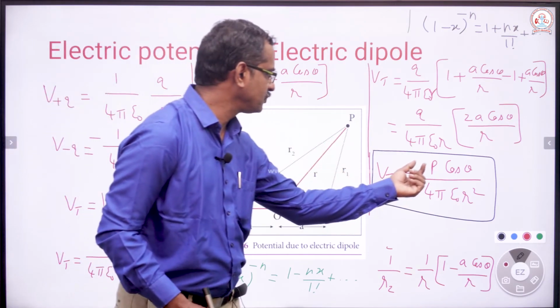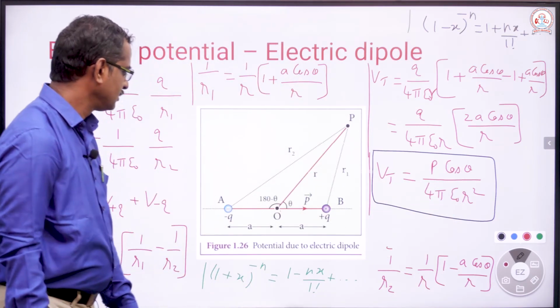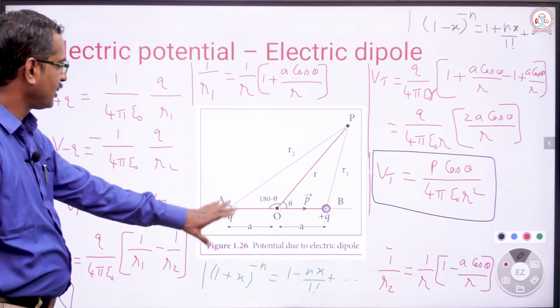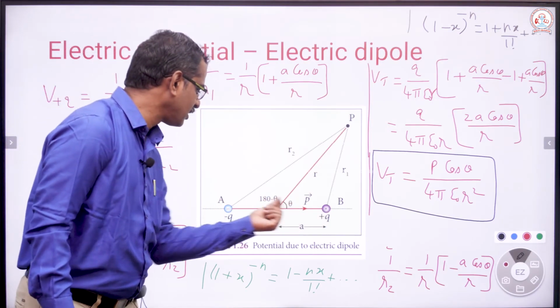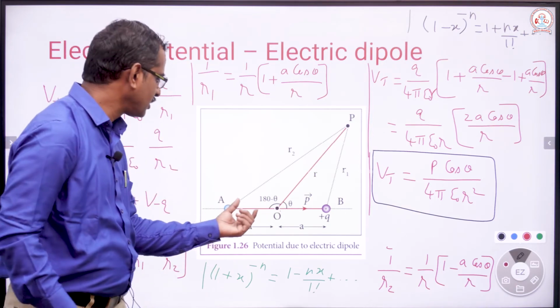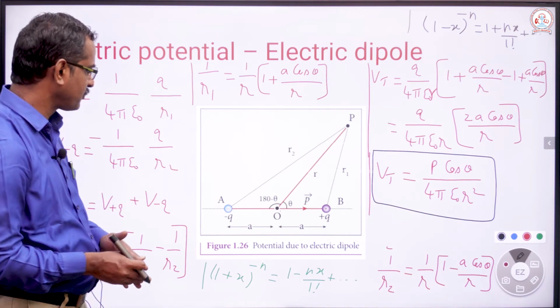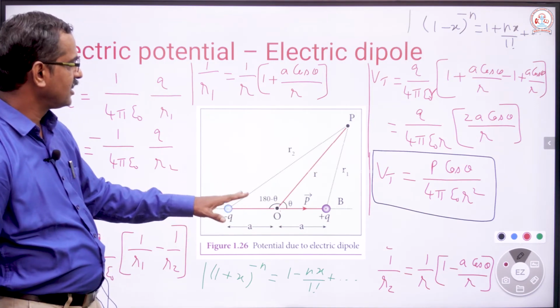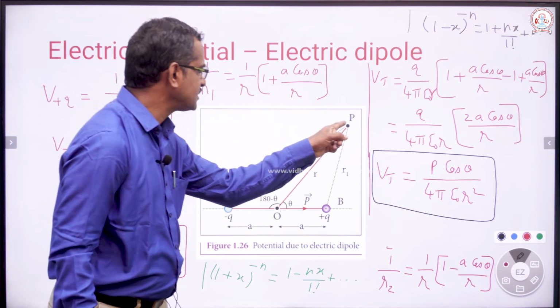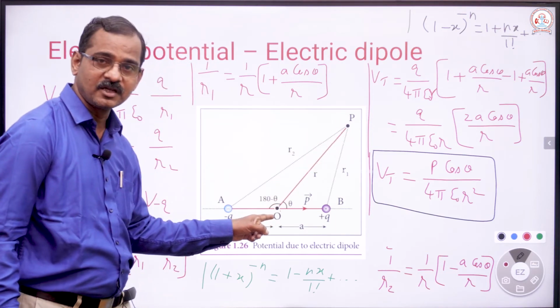Total potential is equal to p cos theta by 4 pi epsilon naught r square. This is an electric dipole. Two equal and opposite charges separated by a small distance constitute an electric dipole. Our aim is to find an equation to calculate the electric potential at the point P, which is at a distance r from the center of the dipole.